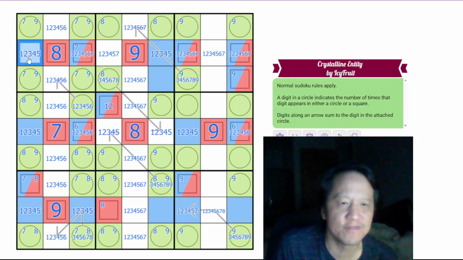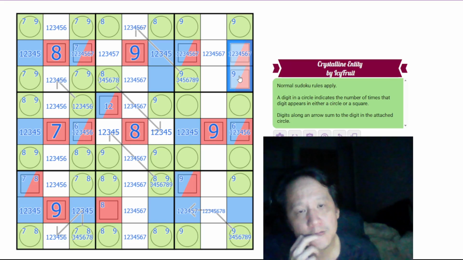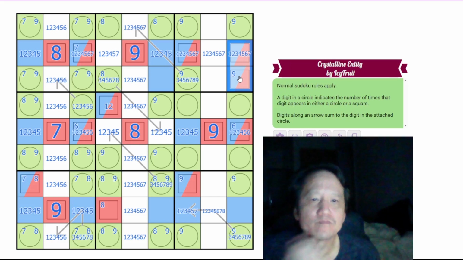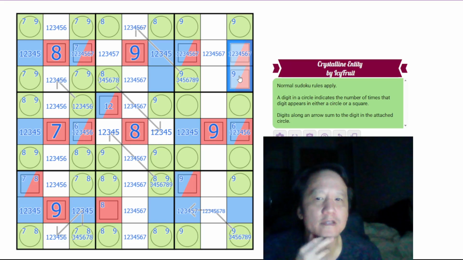Right. This is 4 here. We have 3 here, which is helpful. We have 3 here, which is not that helpful. We have 4 here again, which is not that helpful. We have 4 here again, which is not that helpful. Okay, that's not helpful.